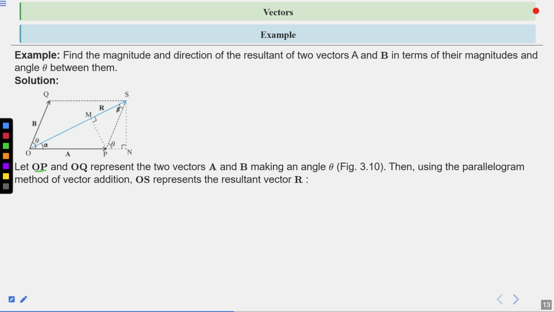Let vector OP and vector OQ represent the two vectors A and B making angle theta. The angle between OP and OQ is theta. Using the parallelogram method of addition, OS represents the resultant vector. So the resultant vector will be R equal to A plus B.